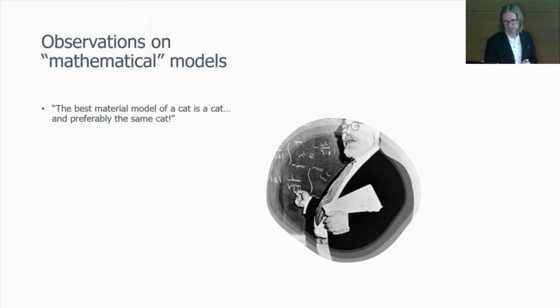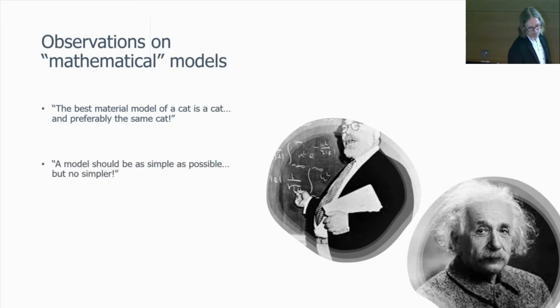It was Norbert Wiener who back in the 60s, maybe even the 50s, said that the best material model of a cat is a cat, and preferably the same cat. Basically saying if you want to model something, take that thing and just look at it. But on the other end of the spectrum, Einstein said a model should be as simple as possible, but no simpler. So that's going to the reductionist approach, but also saying you shouldn't reduce too far. And how do you know if you've gone too far? That's an interesting question.